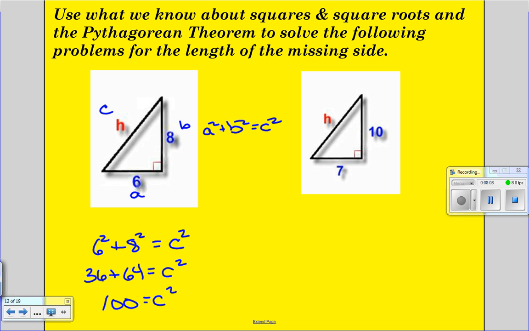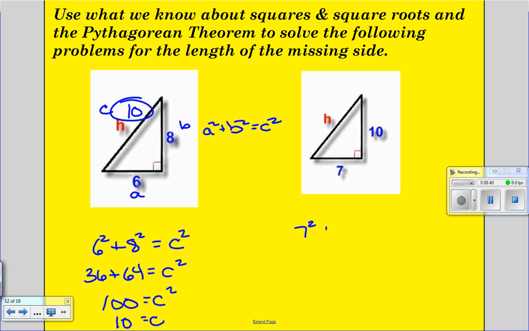Okay, 100 does not equal C, which is the side length. 100 is C squared. So now we have to back up and find out what number we can multiply together to give us 100, and that'll be the square root here. So the square root of 100, you all know that 10 times 10 is 100. So 10 is C. So this is 10 up here. All right. Same thing for the next one.